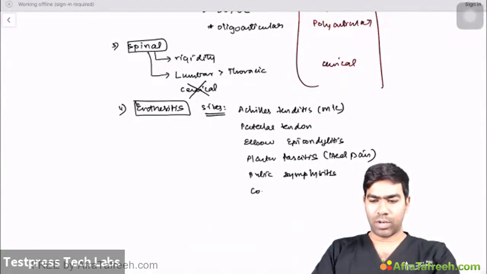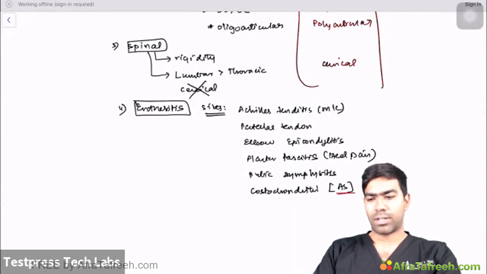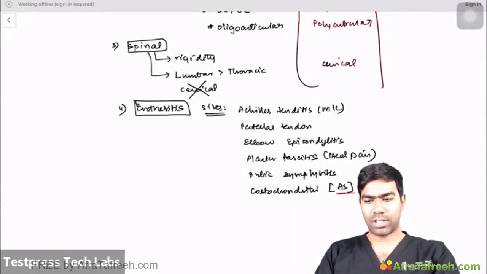And ultimately, one of the important forms of enthesitis is costochondritis. This is usually seen in the setting of ankylosing spondylitis. Very important finding, costochondritis. Others usually don't produce costochondritis that much, but ankylosing spondylitis has a very high chance of producing costochondritis.